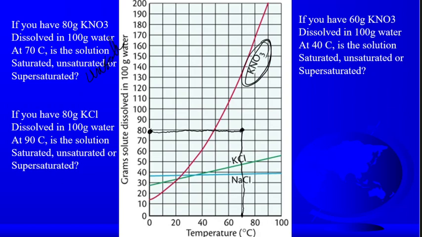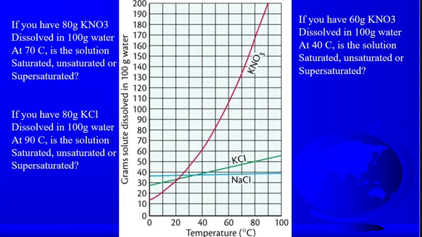All right. So notice that they said 80 grams of KNO3 dissolved. This is how much is dissolved. 80 grams, at 70 degrees. So where do both points intersect? Right here. This is the line. Is that below, on, or above? Okay, good.